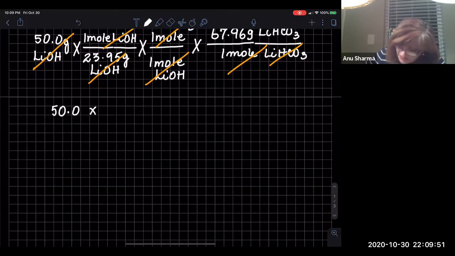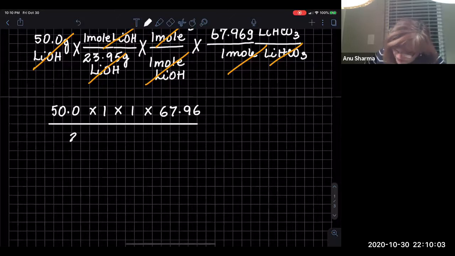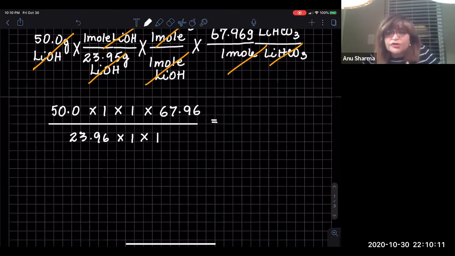Okay, so next you're just going to do the math, which is 50.0 times 1 times 1 times 67.96 divided by 23.96 times 1 times 1. Now let us say the question is asking you very specifically to use significant figures, and in general you should. So let's look at the rules regarding significant figures. Whenever you are multiplying or dividing, the lowest number of significant figures in the computation is going to be in your final answer as well.